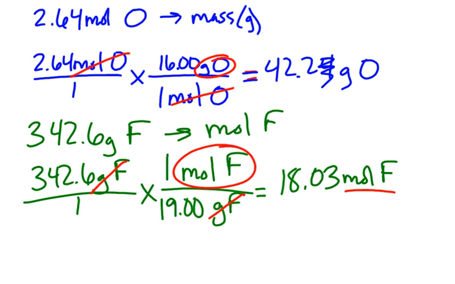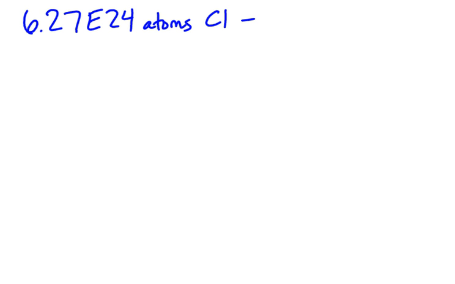All right, so let's take a look at the next set of problems, which is going from moles to formula units, which involves Avogadro's number. Let's go with 6.27 times 10 to the 24th atoms of chlorine, and I want to get that to moles of chlorine.